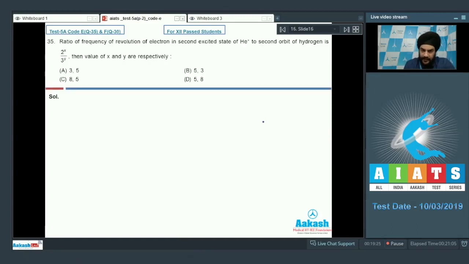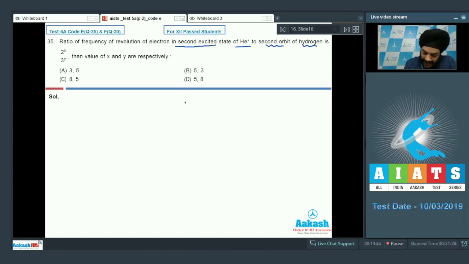Question number 35. It says the ratio of frequency of revolution of electron in the second excited state of He+ to the second orbit of hydrogen is 2 raised to power x upon 3 raised to power y. Then the values of x and y are respectively.